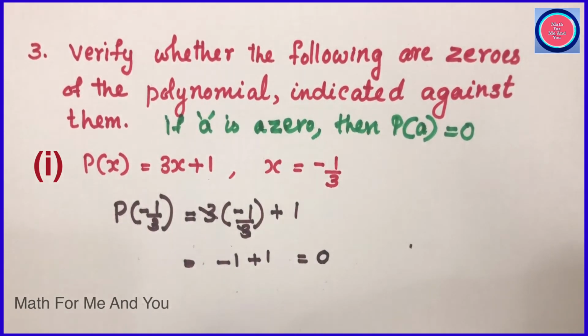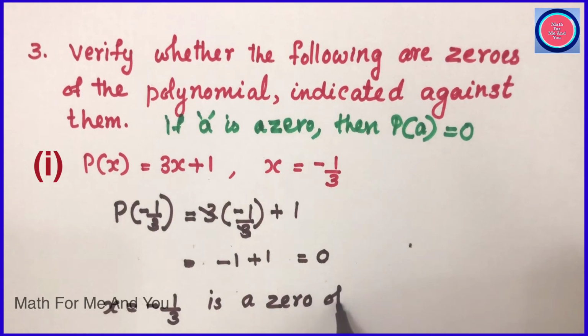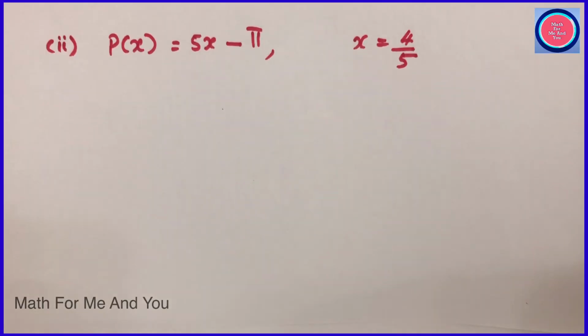That means when we replace x with the number minus 1 over 3, the polynomial reduces to 0, or we get the value of the polynomial as 0. So we can say the given number x equals minus 1 over 3 is a 0 of the polynomial 3x plus 1, because when we substitute the value in place of x, we get the answer 0.